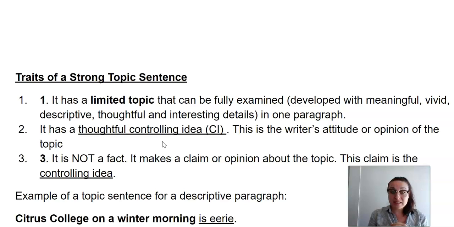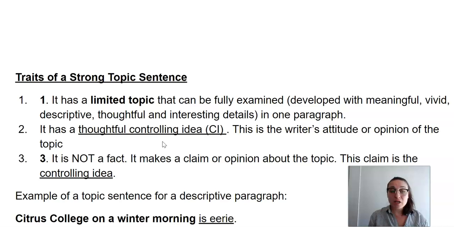So for your topic sentence, you want two things, right? You want a topic and a controlling idea, right? And if you work in formulas, that's perfect for you. So your topic should be really limited, right? It should be able to encompass a full paragraph, but it shouldn't be super broad. And then you need that controlling idea. So this is what you think about that topic, right? It's your point, it's your claim, it's your assertion.